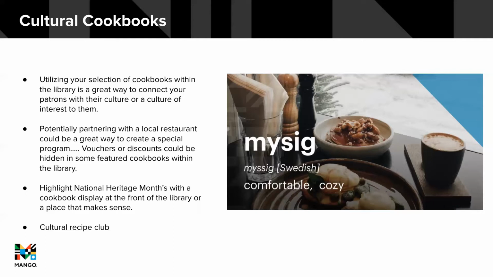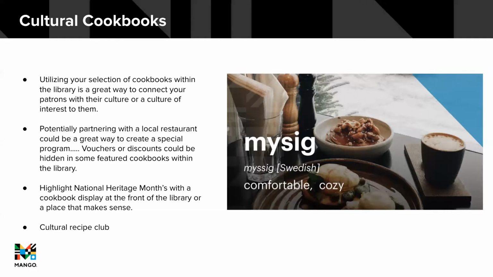You could also highlight National Heritage Month with a cookbook display at the front of the library or just someplace within the library that makes sense. So highlighting National Hispanic Heritage Month, Asian Pacific Islander Heritage Month, just to name a couple. Additionally, you could try doing a cultural recipe club. Patrons could meet monthly or quarterly to share recipes with each other, either from their own culture or cultures that they've been exploring and learning to cook dishes from on their own.